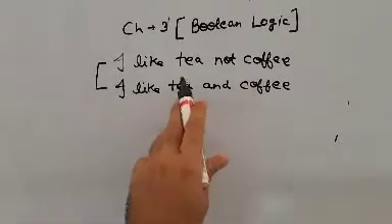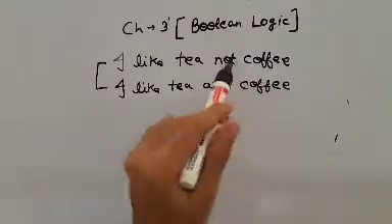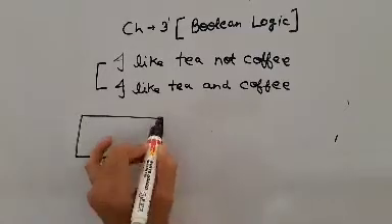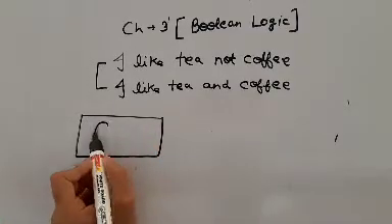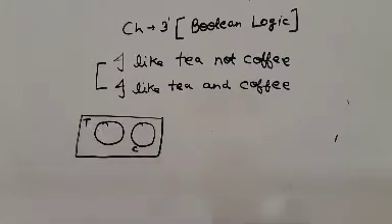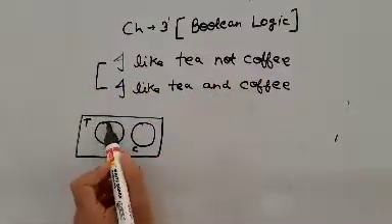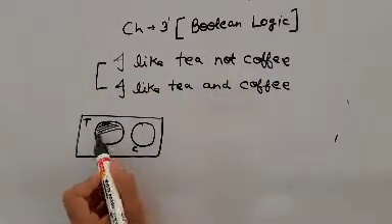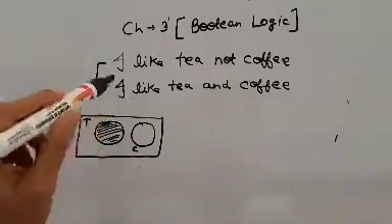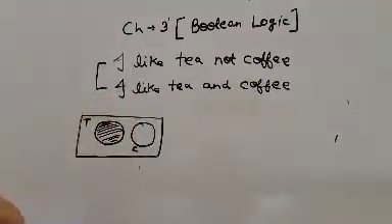For example, in the first statement I have stated that I like tea, not coffee, which means that if I draw a diagrammatical representation of the first statement, this is tea, this is coffee. Is that clear? Now, I like tea, not coffee. So the pictorial representation of the first statement will be this one. I have to mark the tea column and shade it, and the unshaded part, coffee, represents that I don't like coffee.